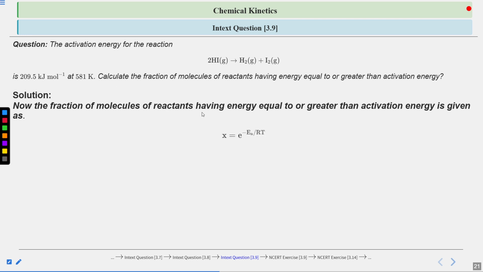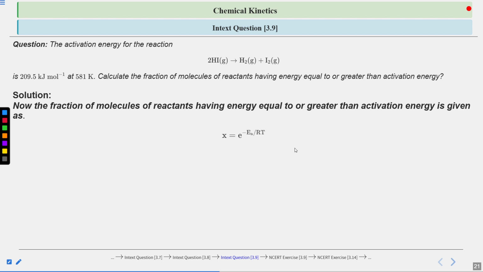Now, the fraction of molecules of reactants having energy equal to or greater than activation energy is given as follows. We have to find the fraction of molecules of the reactants. We consider that fraction of molecules as X. So, X is equal to e to the power minus Ea by RT.